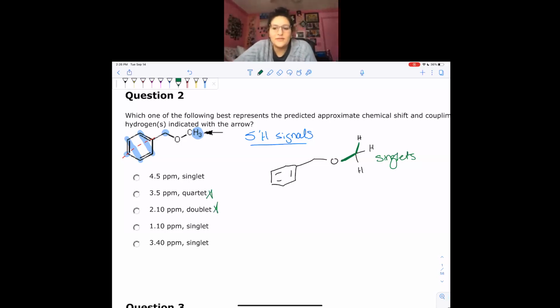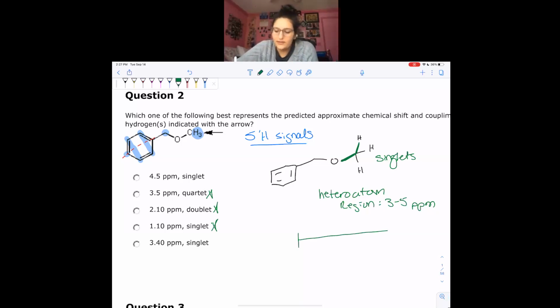And now we have to look at the regions. Leah said 4 ppm. So our answer choices are 1.1, 3.4, and 4.5. So it is going to be around 4, but we have to think of it a little bit more specifically than that. So we know that the heteroatom region is 3 to 5. So we can already get rid of this one because 1.1 is way off.